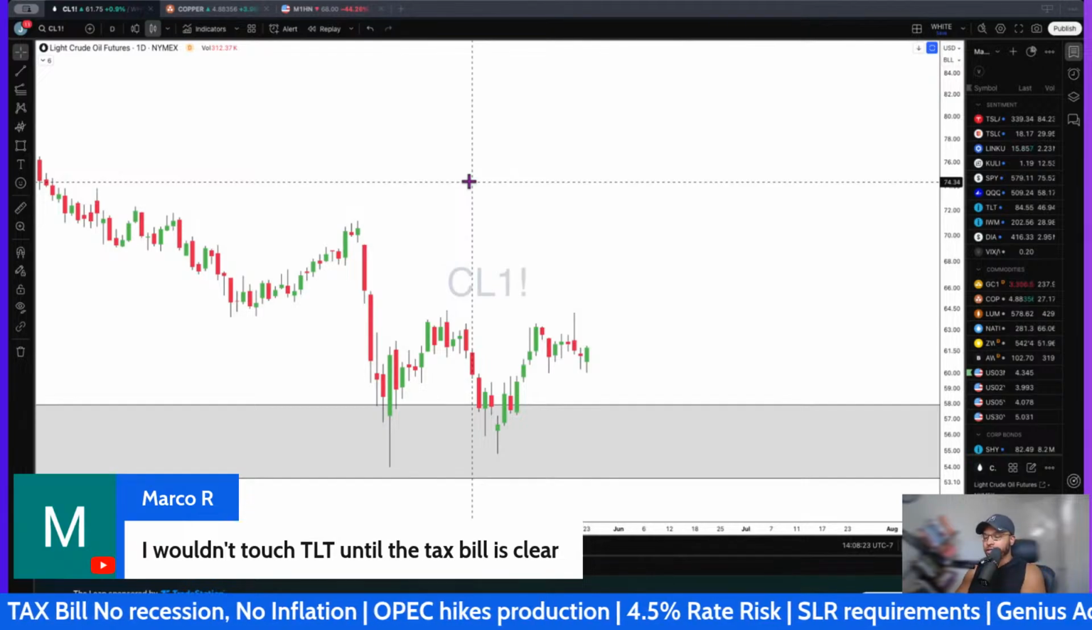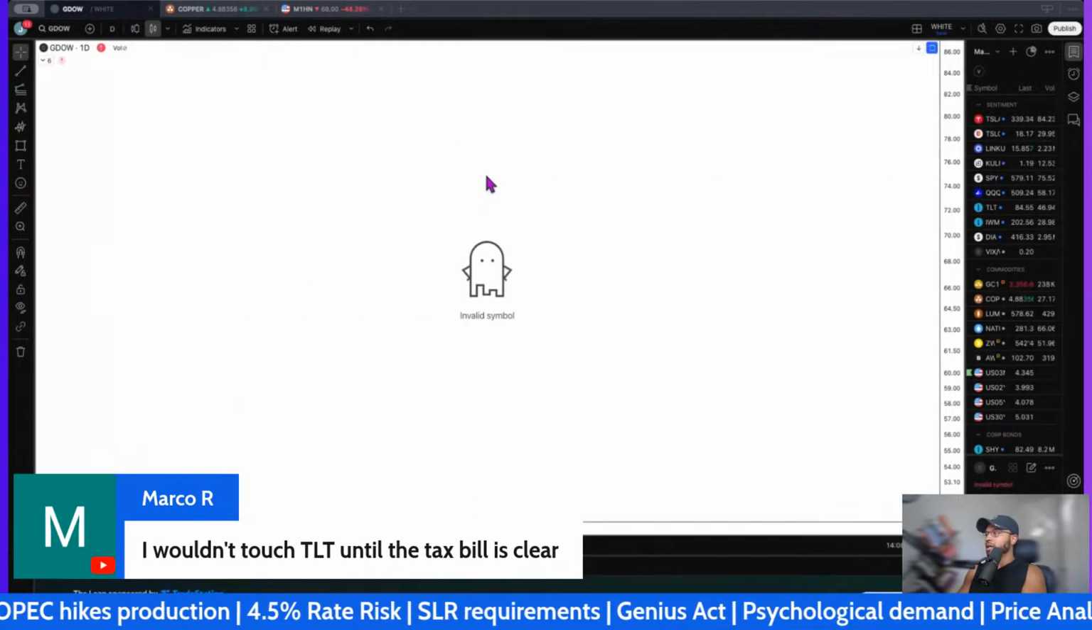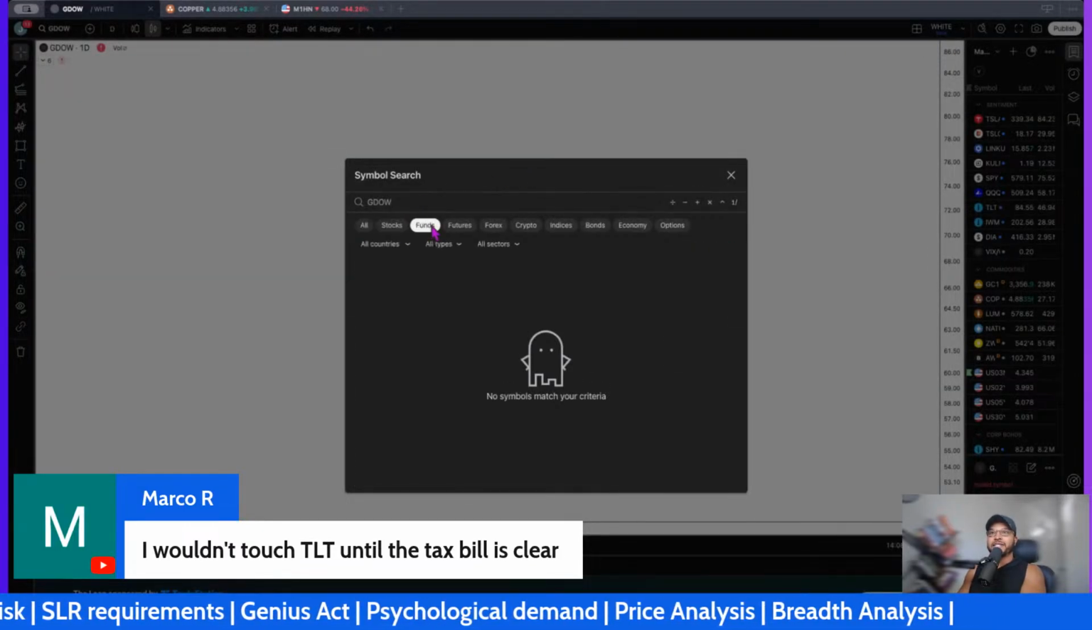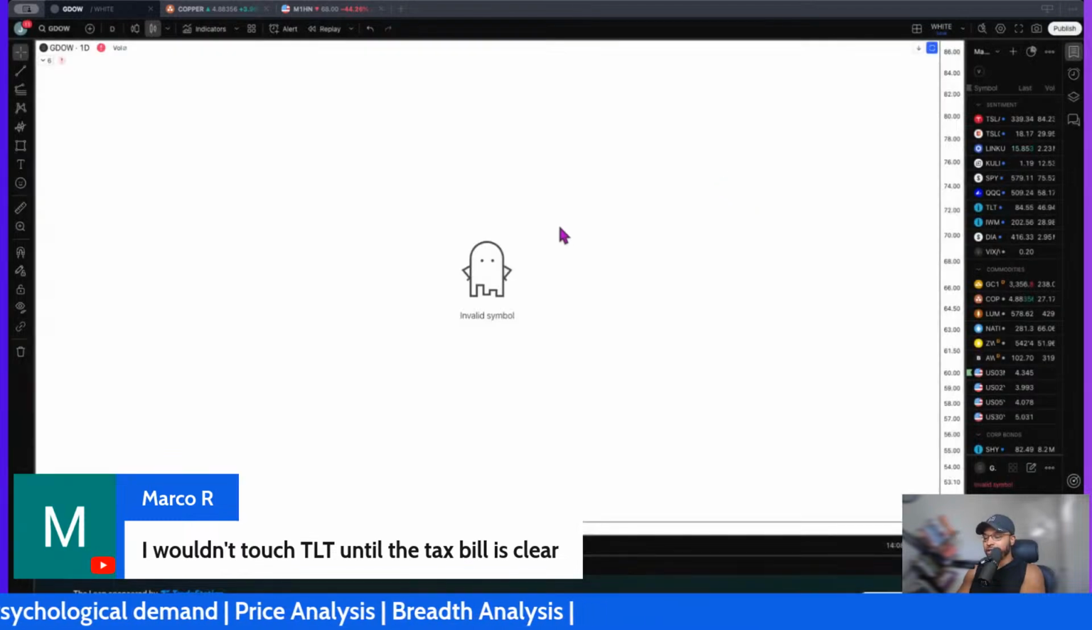GDOW, okay. I wonder what it is. Huh? Why does TradingView not have this? Yeah, some of these indices are weird. Let's see if it's in the indices. Yeah, it doesn't show it on mine. I guess I don't have it.